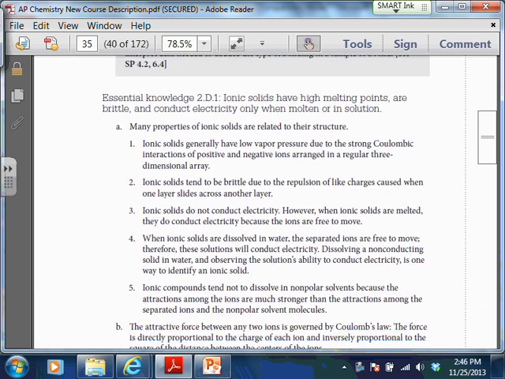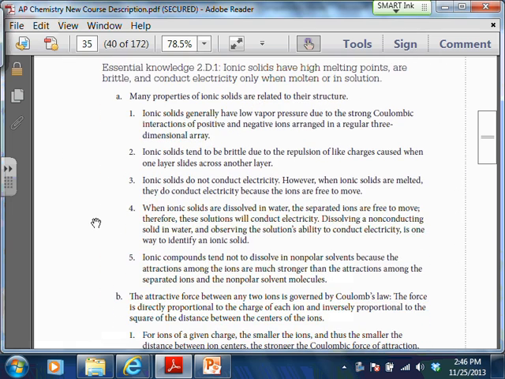Okay. Type of bonding in a solid state can be deduced from its properties. And then you get down, okay, so here's where you can kind of see they just start going into a lot of detail about all of these things. So you've got ionic solids have high melting points, are brittle, and conduct electricity only when molten or in solution. So there's some things they want you to know there about ionic compounds. Many of these properties are related to their structure. Obviously, they have low vapor pressure because they're so attracted to one another, so they're not going to evaporate.